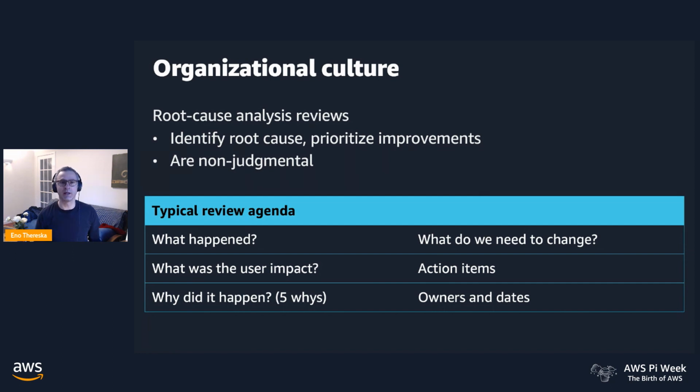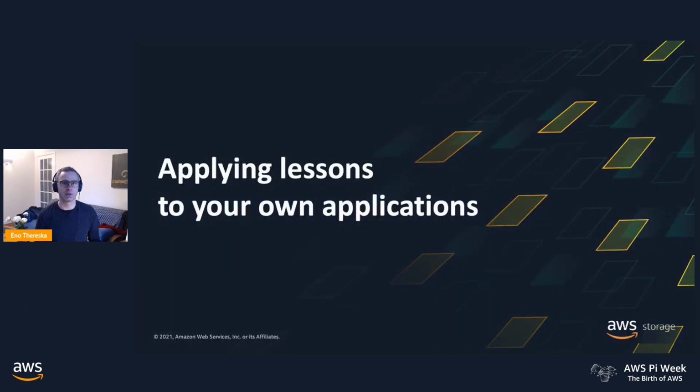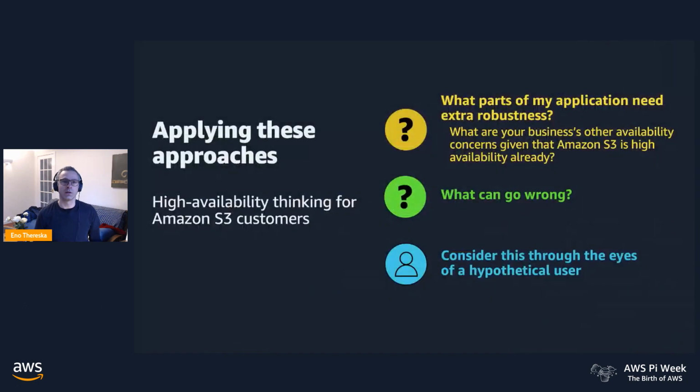So I just talked about how operational best practices, whenever we deploy software, help with maintaining high availability. Let's now look at how we can apply some of these lessons that Amazon S3 uses to your own applications. A couple of things here. So let's use this high availability thinking from S3 and apply it to your applications.